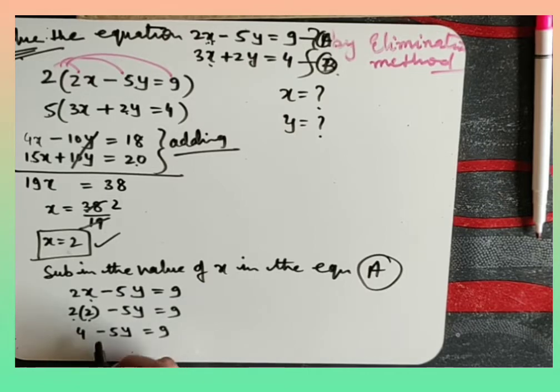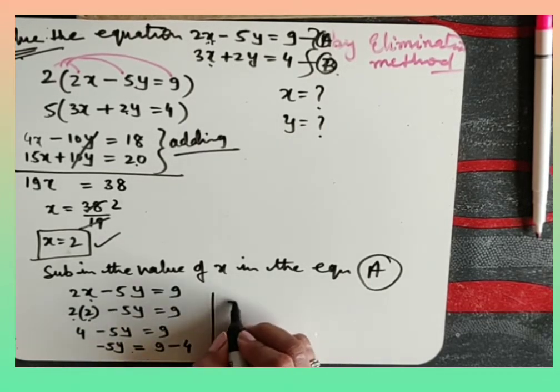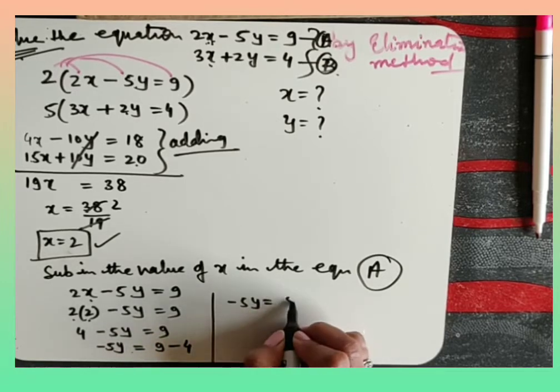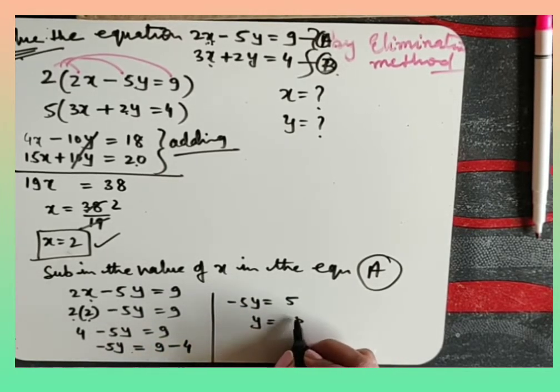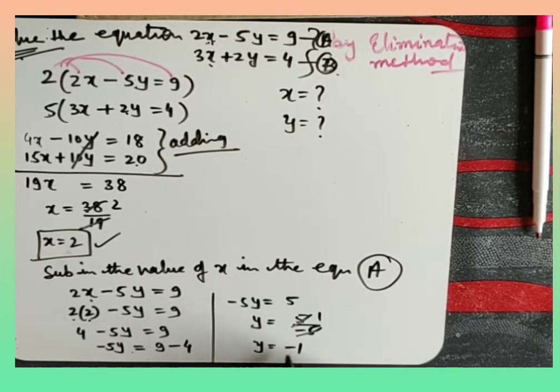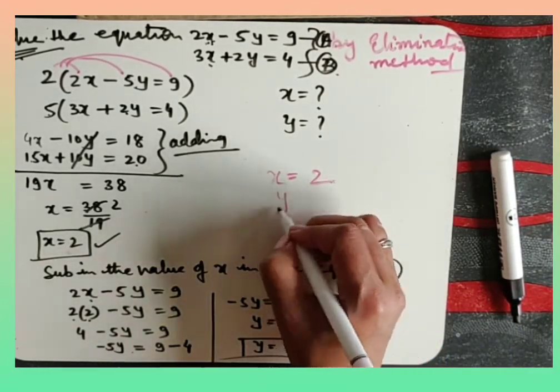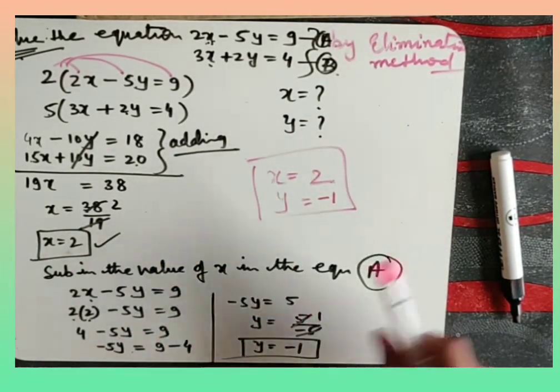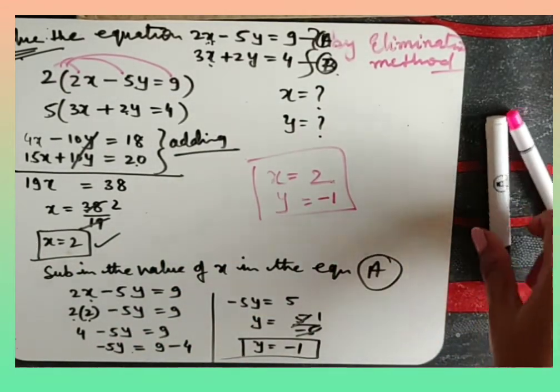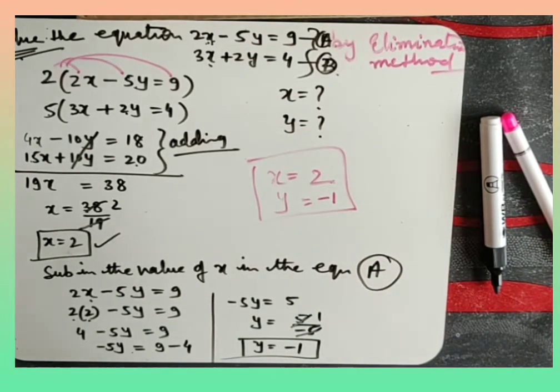Then this is the y term, so write down minus 5y equal to 9, and bring this 4 to this side, so this will become minus 4. Then minus 5y equal to 9 minus 4, which gives you 5, so y equal to 5 over minus 5. Then cancel it out, so y equal to minus 1 is your answer. The value of x is 2 and y is minus 1. So this way we solve simultaneous equations with two variables. Let's take a few more examples.